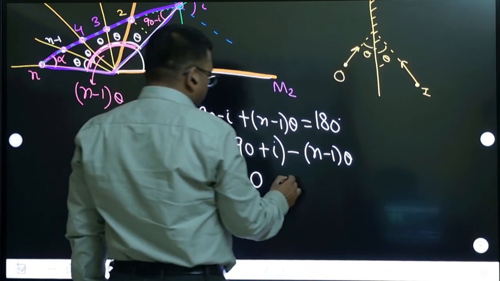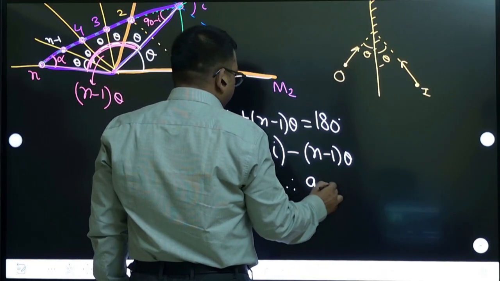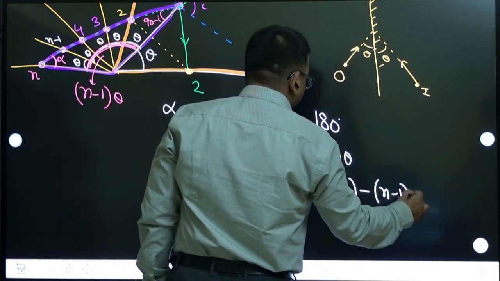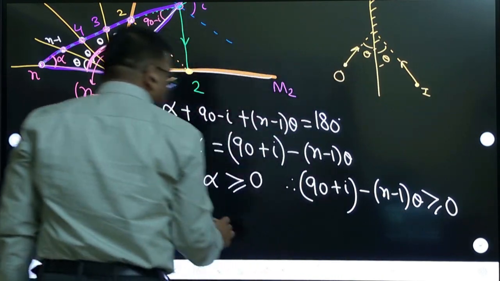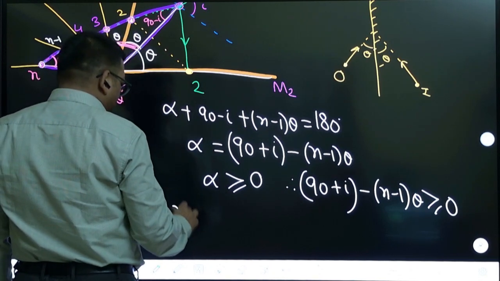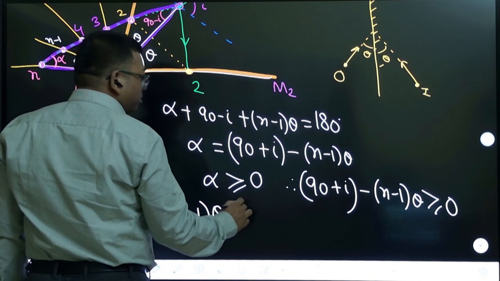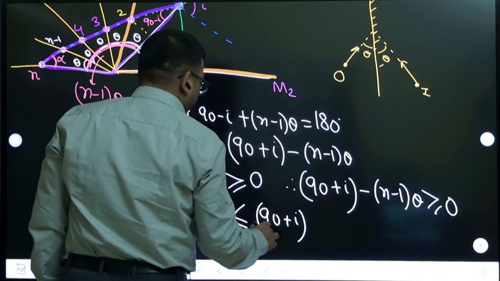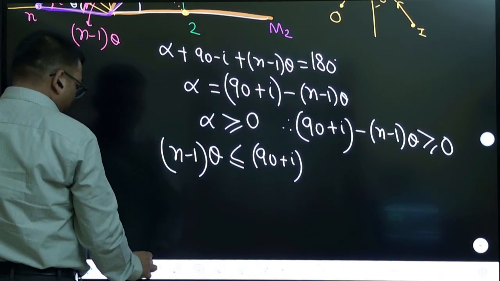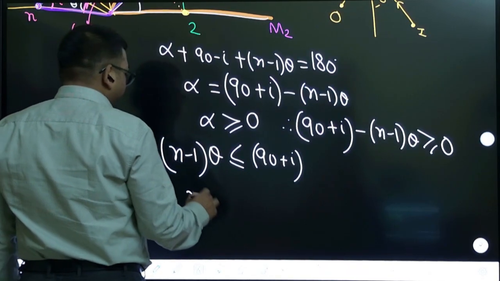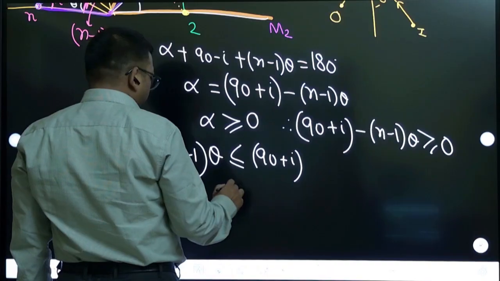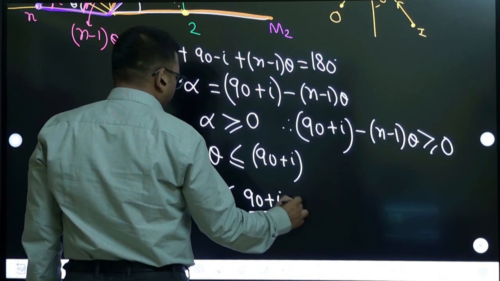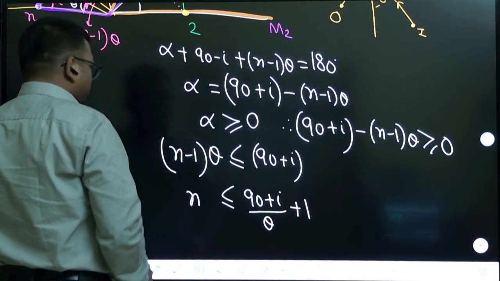Let us apply the condition. So 90 plus I minus (n minus 1) times theta must be greater than or equal to 0. So from here (n minus 1) times theta must be less than or equal to 90 plus I, right? So from here you can calculate n. So n minus 1 will be 90 plus I divided by theta, so n will be 90 plus I divided by theta plus 1.